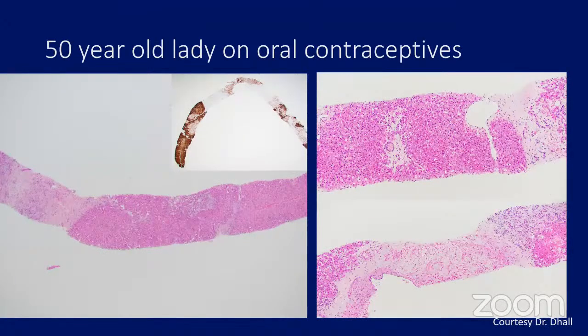This is another example. This is a 50-year-old lady who was on oral contraceptives, and you can see that there is this ductular reaction and prominent arteries. So histologically, it looks like FNH. This was what I called it, but then you can see the map-like pattern is not perfect on this biopsy either.